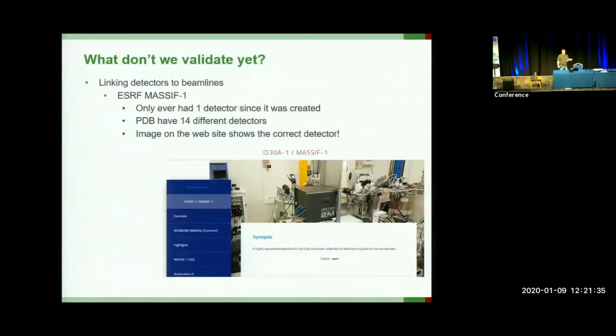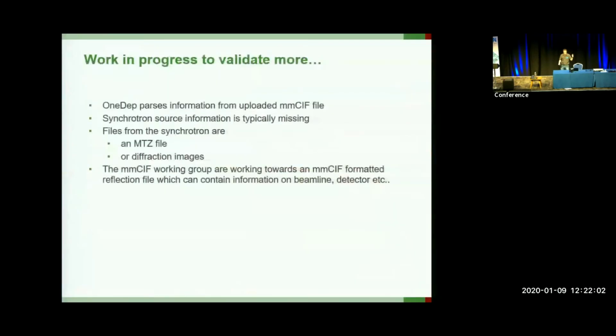The other thing we don't validate is earlier metadata, like what detector did you use? We don't know. We don't have a linkage. So, for example, Massive 1 has one detector. Here it is in the image on the website. You, as you've entered stuff, have told us it's 14 different detectors. And what can we do? We would find that very hard to restrict. So what do we need to do?